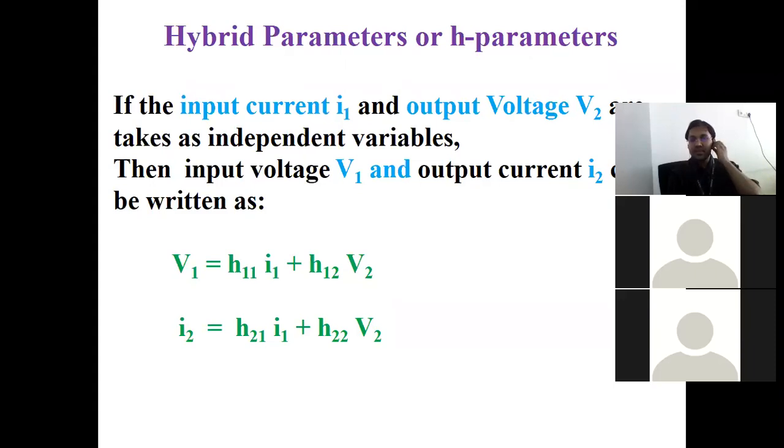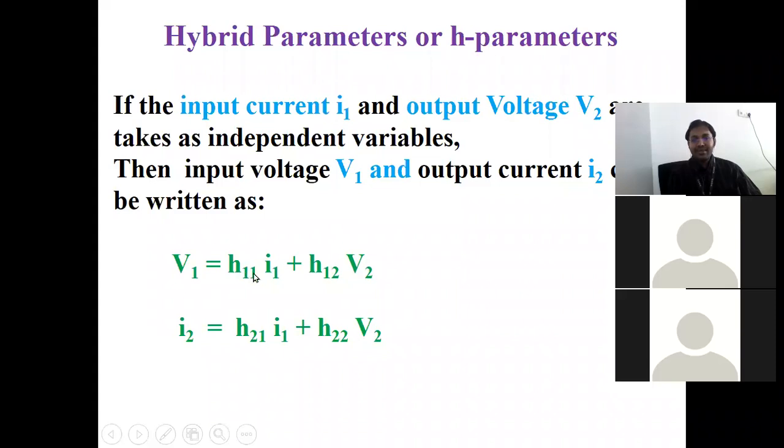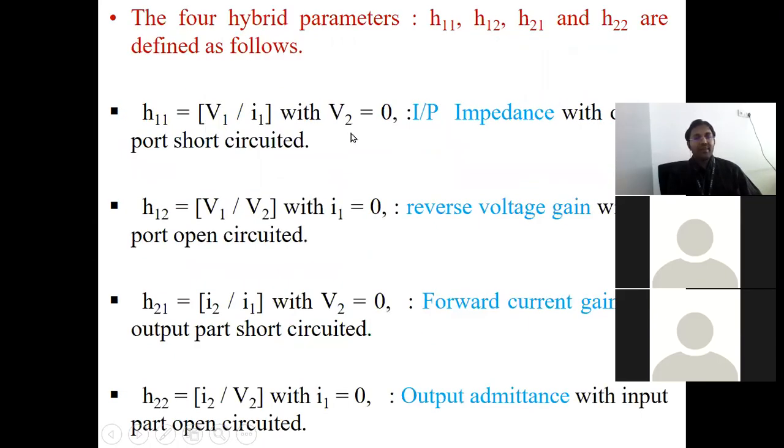I2 by V2, when what is 0? I1 is 0. Very good. Okay, that's all. So, based on this equation, if I want H11, I should make V2 0, then this term is eliminated, and H11 will be simply V1 by I1. So H11 is V1 by I1 when V2 is 0. Likewise, we can define the remaining, and I'm happy that you are able to give the correct answers.